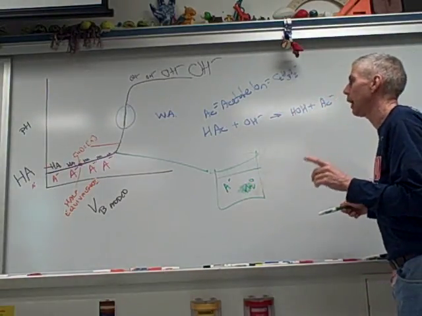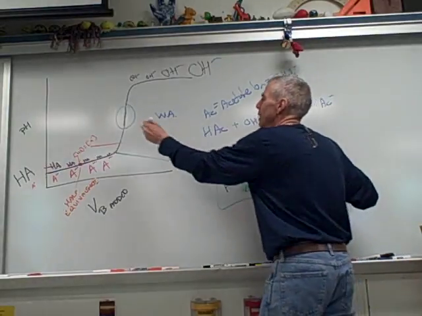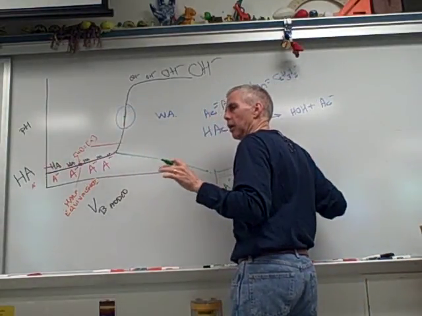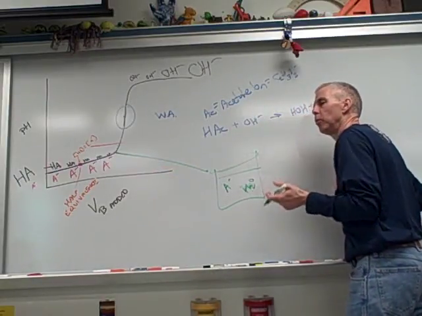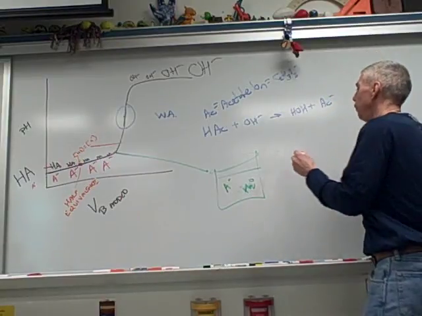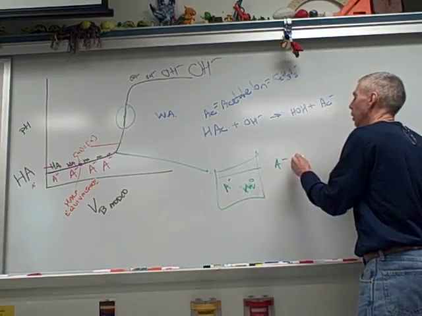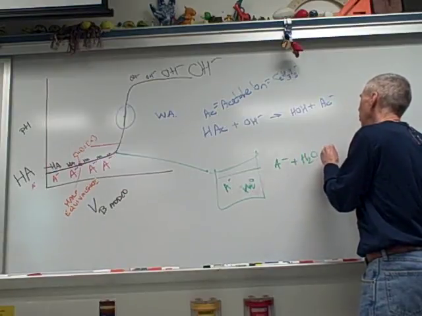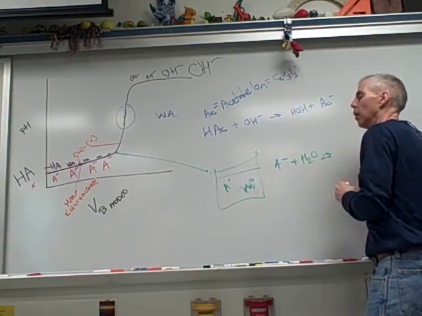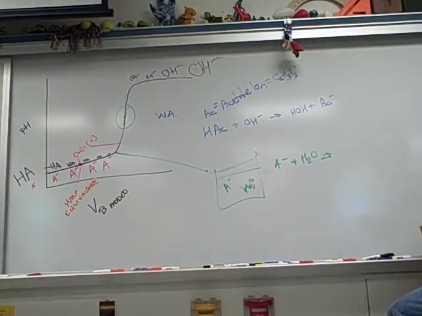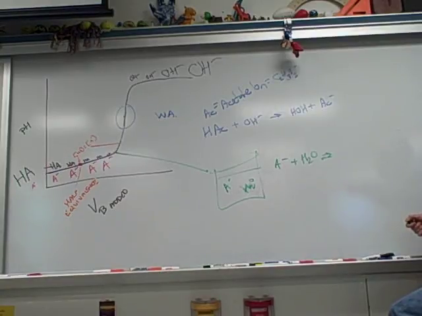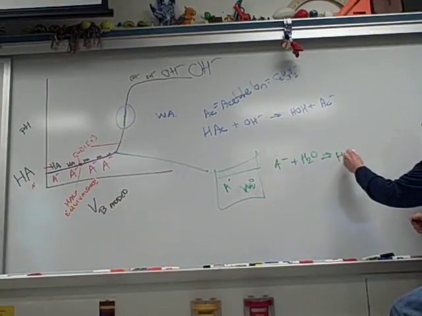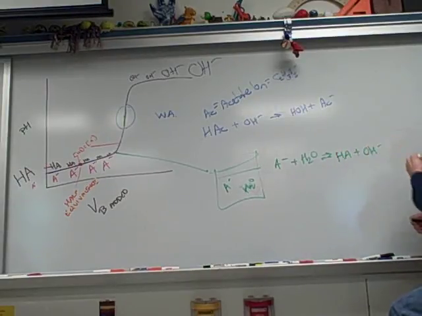Now, here's the trick. The reason this isn't going to be at 7 is because there are A minus ions in there. A minus is the conjugate base of a weak acid, right? So if you just put some A minus in water, what do they do? Remember? It takes an H from the water, just like we showed two days ago. It made HA and OH minus.